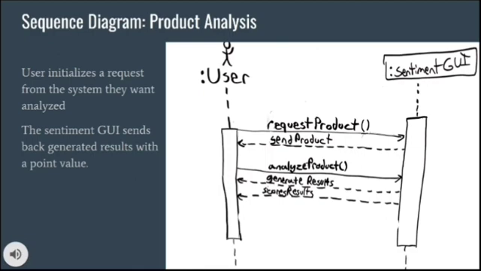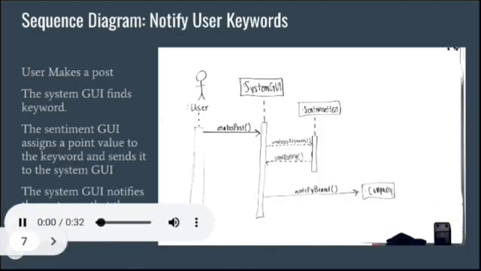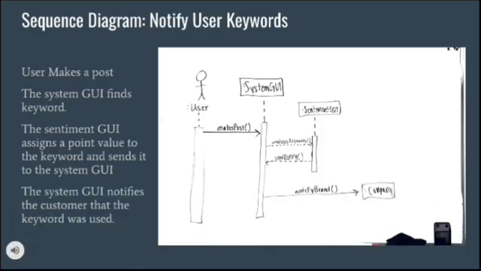for the generated results. The sequence diagram for the notify branch of keywords use case illustrates the interaction among the primary actor, the user, the system GUI, and the sentiment GUI involved in the process of notifying users when specific keywords are utilized. This diagram visualizes the communication steps between these actors.